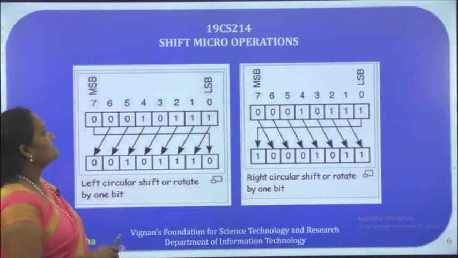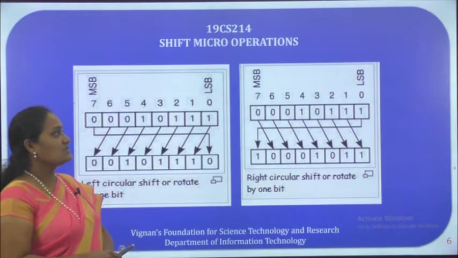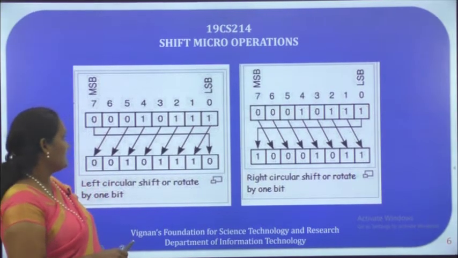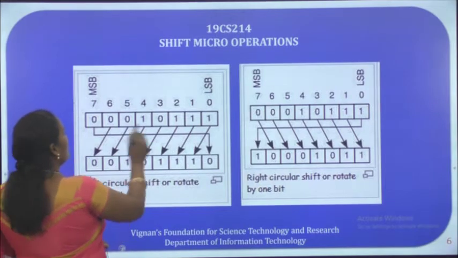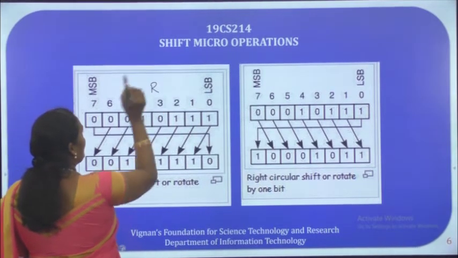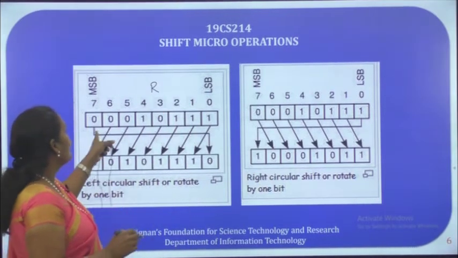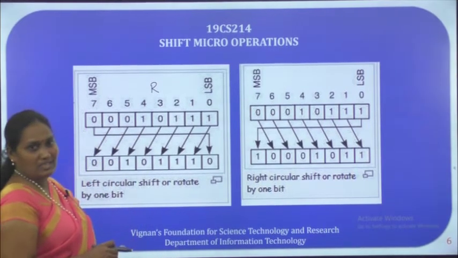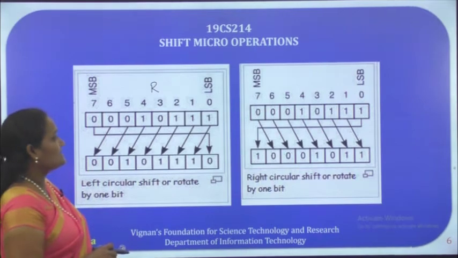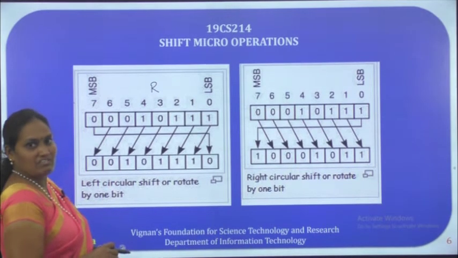Next, coming to circular shift operations. So what about circular left shift and circular right shift? Let us see how the circular left shift and right shift are implemented. Now here let us take this example R. This is the register R, which is having the bits 0, 0, 0, 1, 0, 1, 1, 1. Now if you want to implement the circular shift operation on these, how will it be implemented?